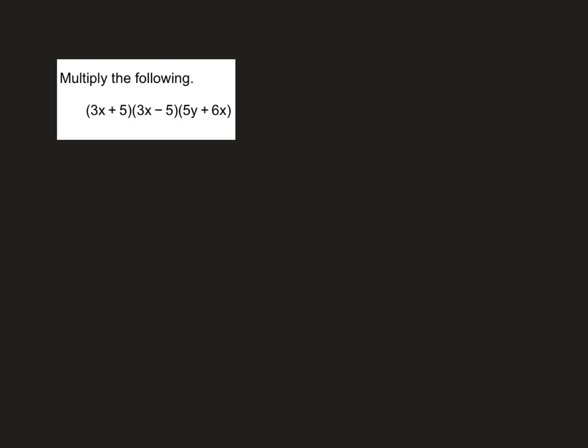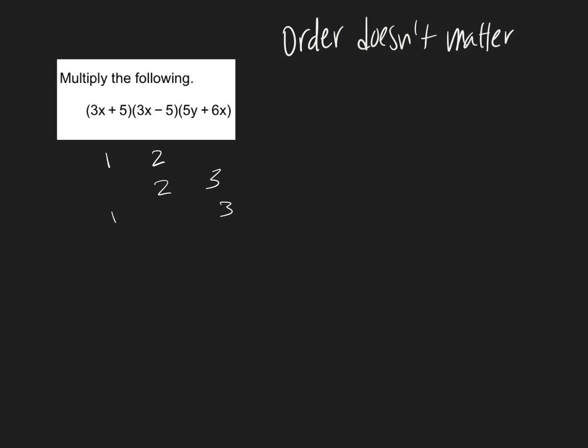It is really important that you notice that it does not matter how I put these in order. Order doesn't matter. So there are 3 binomials. I can do binomial 1 and binomial 2 together first, or I can do binomial 2 and binomial 3 together first. Or I could do binomial 1 and binomial 3 together. It makes no difference who I multiply or in what order I multiply them, just so long as I keep track of who's getting multiplied.